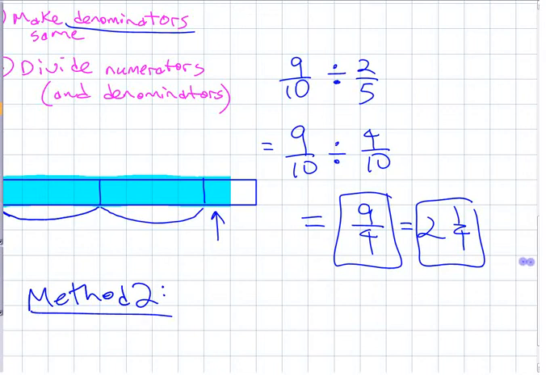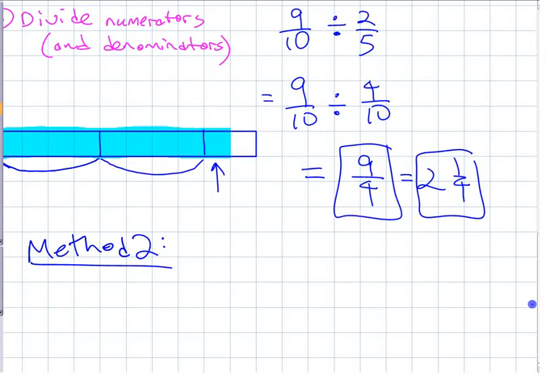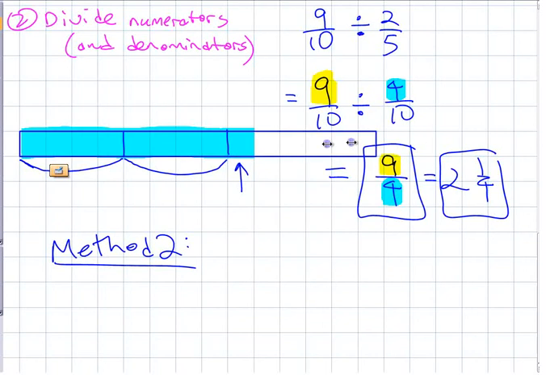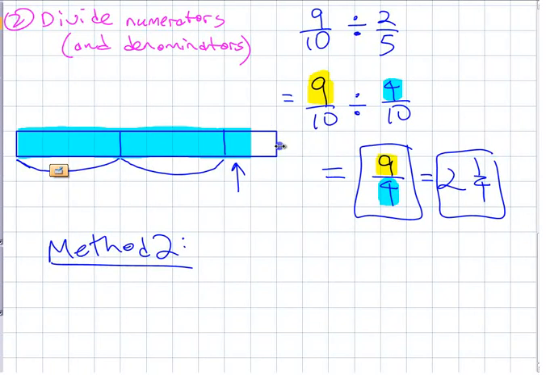Method 2 is to look for a rule for how you can get this. Where did this 9 end up in our answer? On the top. Where did the 4 end up in our answer? On the bottom. What happened to the 10s? Did it matter what the 10s were? No. It didn't matter, right? Because however long you make the rectangle, it's still going to give you the same answer, 2 and 1/4, right? The 10s just disappear and cancel out.